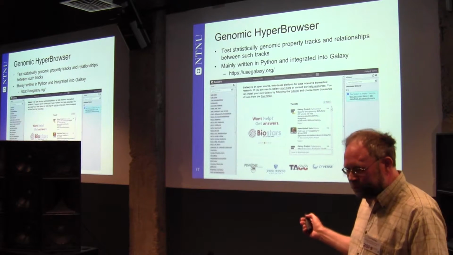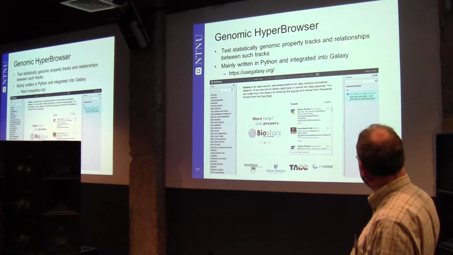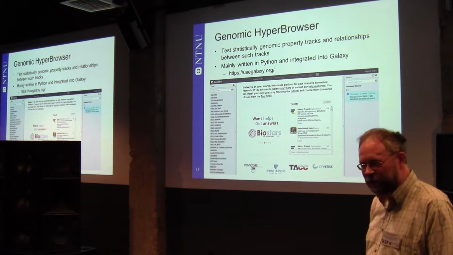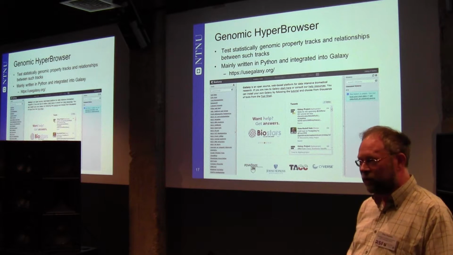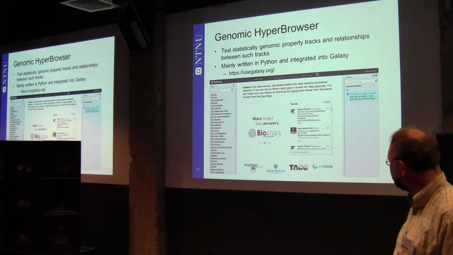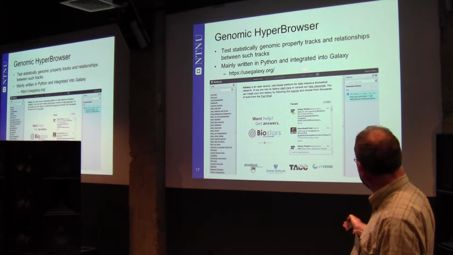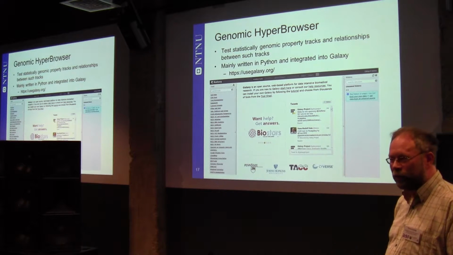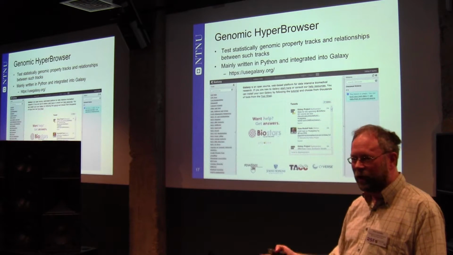So the purpose of the genomic track browser is to statistically test genomic tracks and relationships between such tracks. It's written in Python, implemented into Galaxy. You have already seen the Galaxy screenshot from the previous presentation, and this is what pure Galaxy looks like. It's a framework for wrapping and using different types of tools.